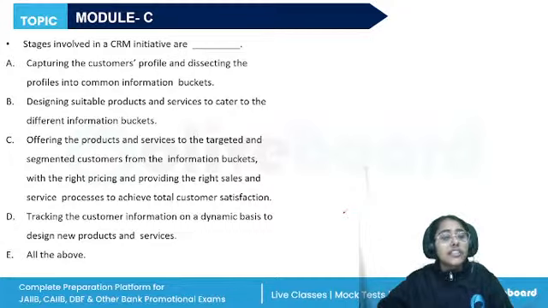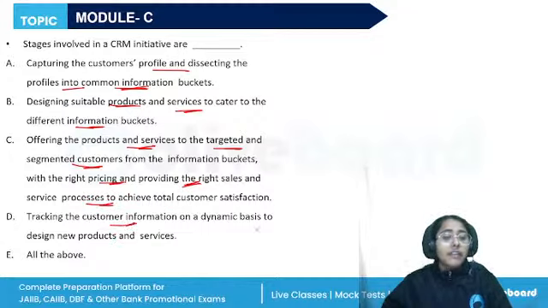Now, what are the stages involved in the CRM initiative? Capturing the customer's profile and dissecting the profiles into common information buckets, designing suitable products and services to cater to the different information buckets, offering the products and services to the targeted and segmented customers with the right pricing, right sales and service process, tracking the customer information on a dynamic basis to design new products and services.